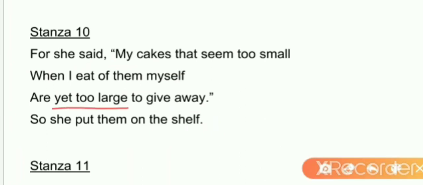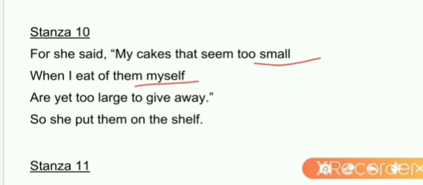लेकिन जैसे ही उसे किसी को देने की बारी आती है, वो उसको बिग लगने लगते हैं. Yet too large to give away, मतलब give away means किसी को देना, to give someone. जब वो किसी को देना चाहती तो उसको वो केक बहुत बड़े लगते हैं. यह कह के उसने so she put them on the shelf, वो उनको एक जो केक्स रखने की जो शेल्फ होती है उसमें रख देती है.